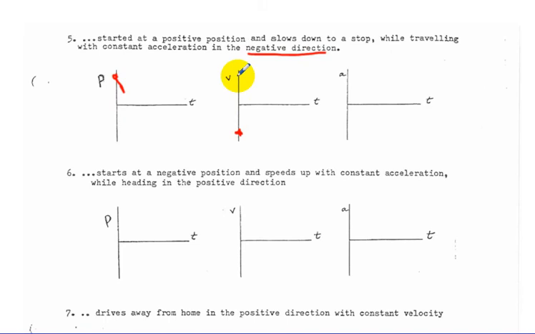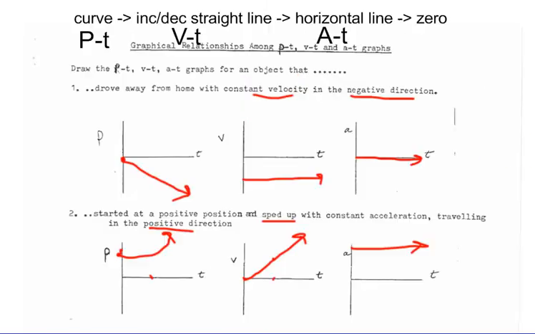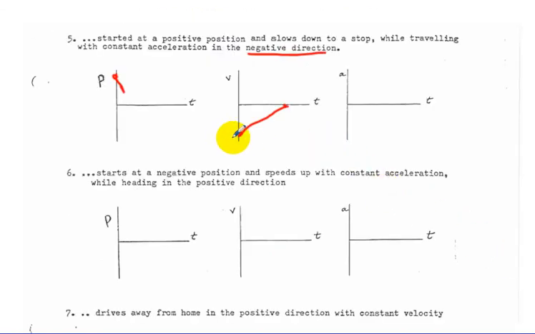So constant acceleration, we're in the negative direction, and we slow down to a stop, which means our velocity is going to hit here. So our velocity is going to be an increasing line. So yeah, we're in the right spot here. Now, of course, the slope of this should be a straight line. It's going to give us an acceleration graph that looks like that.